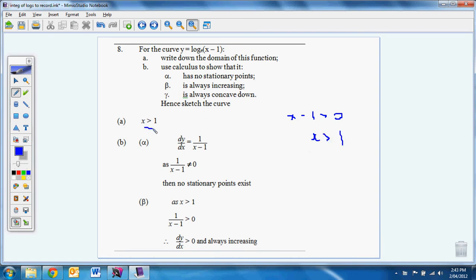So that's where the x greater than 1 comes from, because this part up here can't be less than 0, or can't even be equal to 0. So show that it's got no stationary point. So we get the derivative of it.